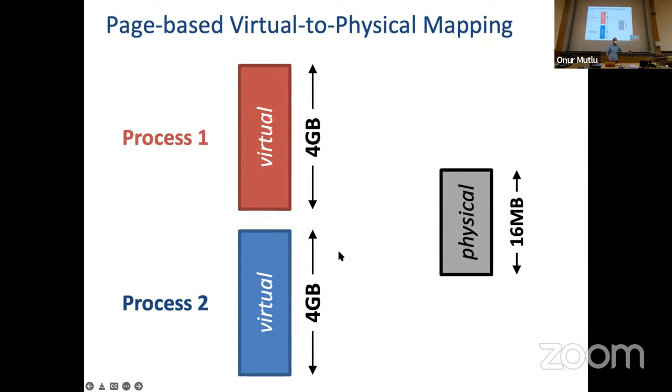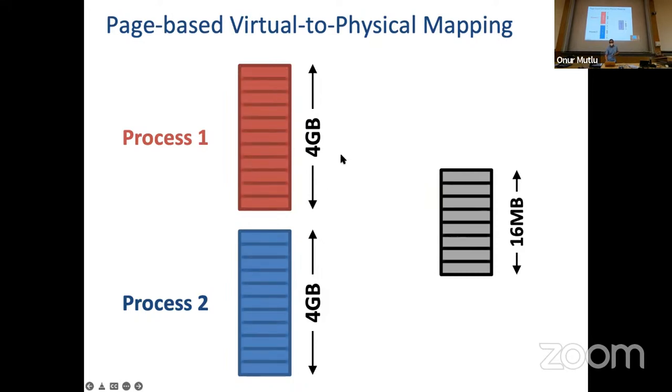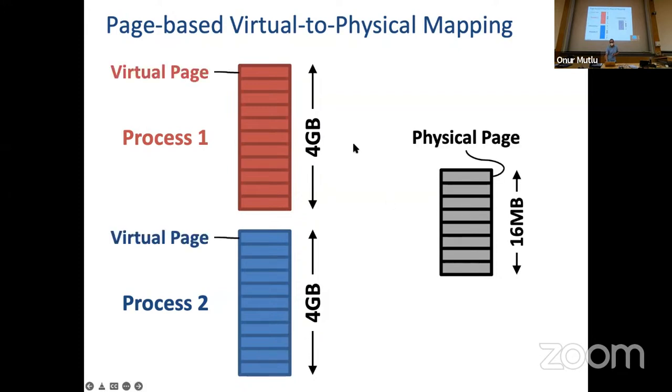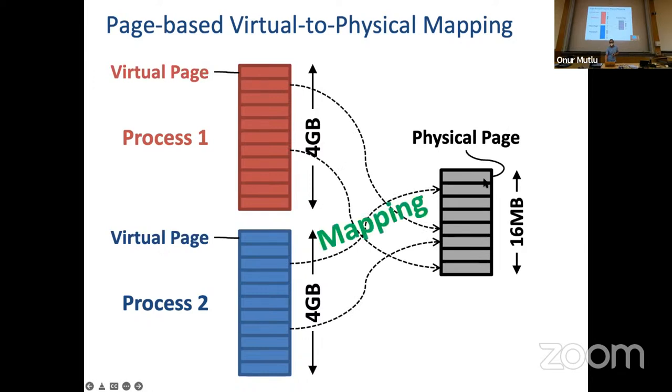You may have an x86 processor with a virtual address space specified by the ISA of 48 bits, but your physical address space can be 8 GB, right? I guess that's 33 bits. But it's page-based. You chunk the virtual memory and you chunk the physical memory into pages, and these are called virtual pages, these are called physical pages, and then you do some mapping.